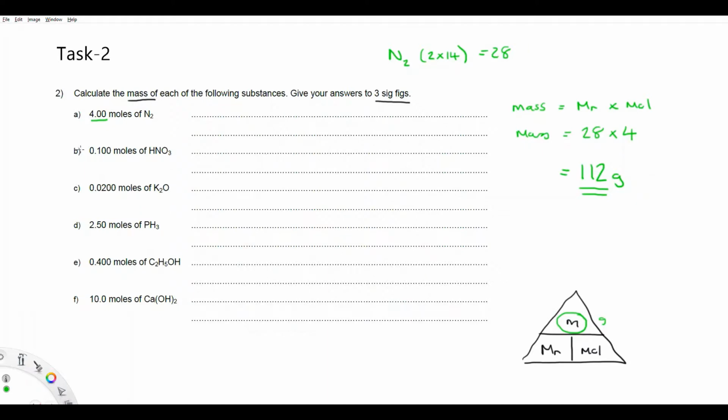I'd now like you to have a go at B, C, D, E, and F. Pause the video, have a go, and then when you start the video going again, I'll have the answers ready for you. Good luck.